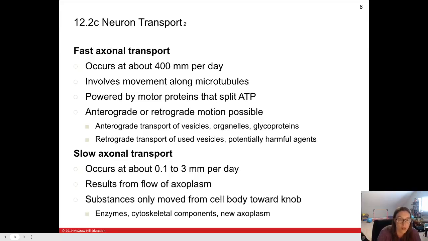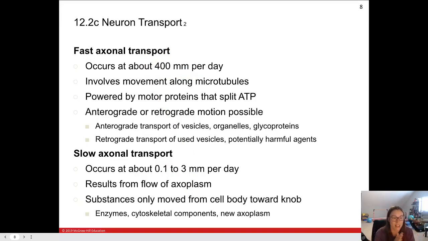Whereas this next one is called slow axonal transport. And this one is a lot slower. It occurs only at 0.1 to 3 millimeters per day in contrast to the 400 millimeters per day. And it results from the slow flow of axoplasm, and that's generally going to go from the cell body to the synaptic knob, and so we only have anterograde transport this way.